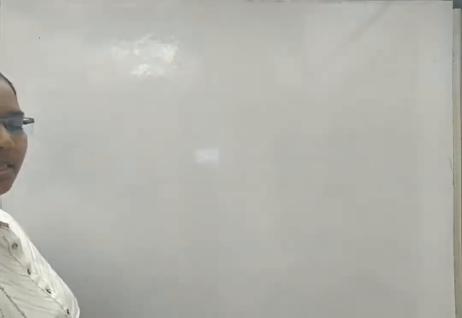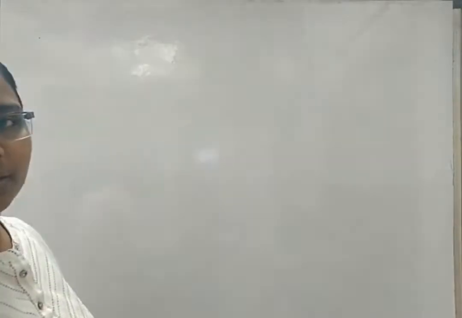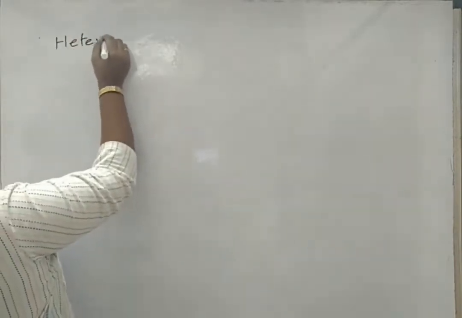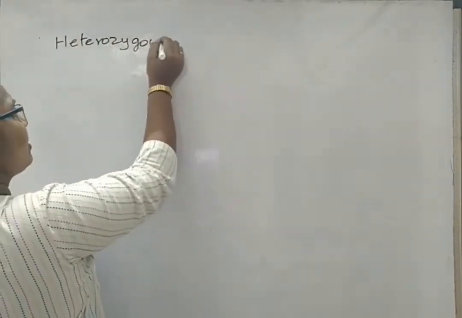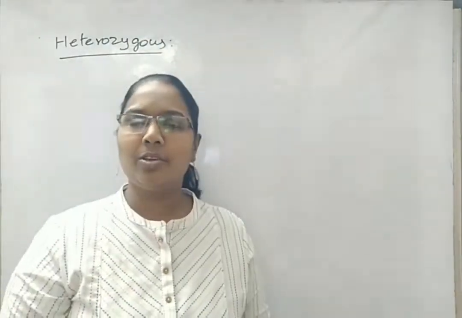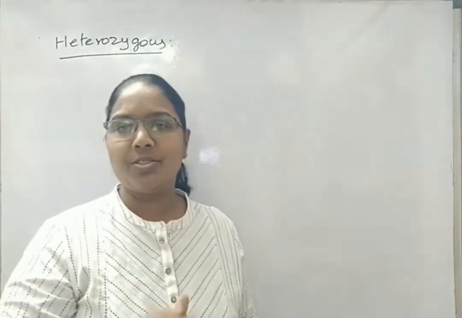Hello students, in the previous video we have seen different terms in the principles of inheritance and variations chapter. Now we will continue with some more terms. One is heterozygous. So in this chapter, when we are talking about genetics, when do we use this term?